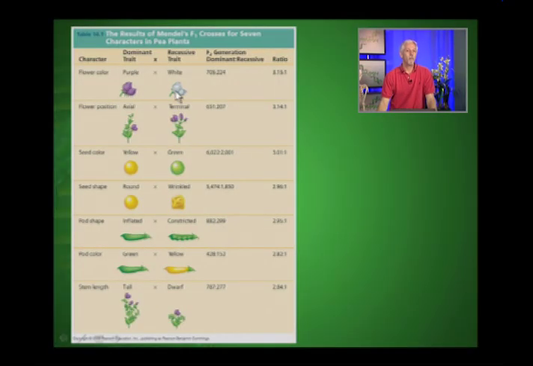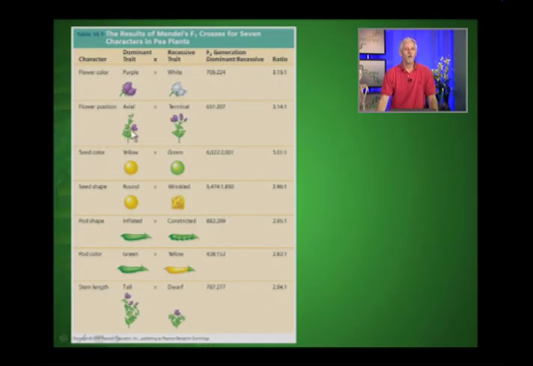Now, he then began to look at other traits. He initially started with flower color, but he identified a number of different traits that came in these either-or conditions. And he tested all of these in the same way. He established pure breeding populations, he crossed them, and then kept seeing the same results over and over again. So again, he worked with flower color, purple versus white.